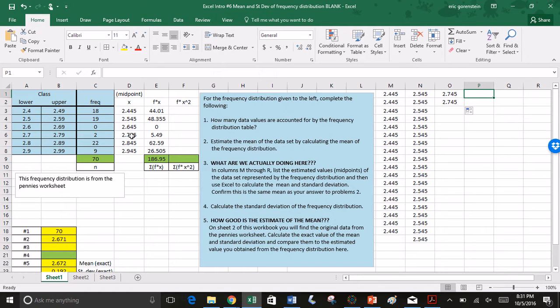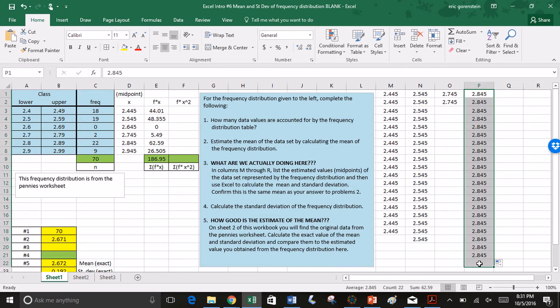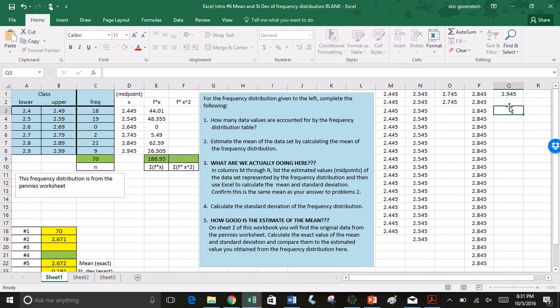Next x value, 2.845, and I have 22 copies of that, so I'll copy that down 22 times. And the next one, 2.945, and I have 9 copies of that. 2.945, and copy that down to row 9. So this is the 70 estimated data points.